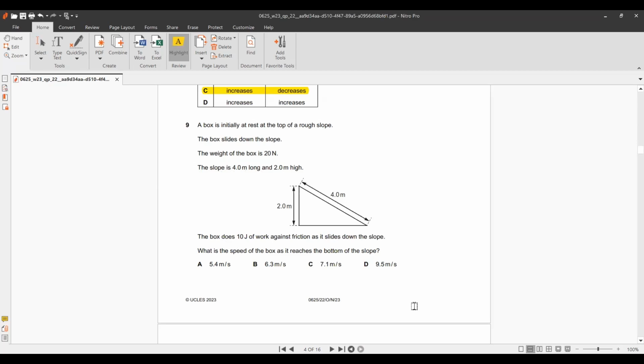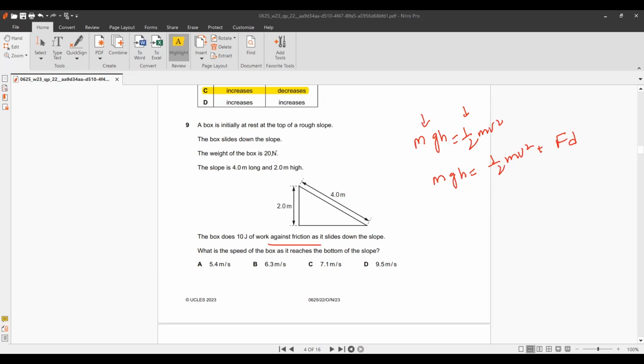We have two formulas when it comes to the law of conservation of energy. It's either mgh equals 1/2 mv squared, that is potential energy equals kinetic energy. And the second one is mgh equals kinetic energy plus work done against friction. So which formula would we use for this MCQ? The second one. Why is that? Because work against friction is present.